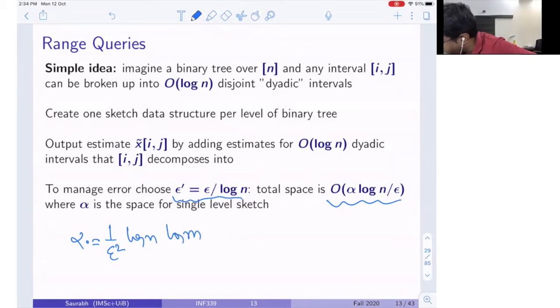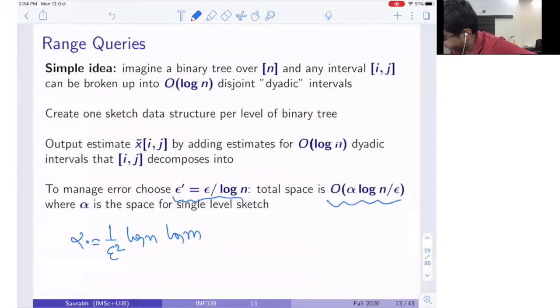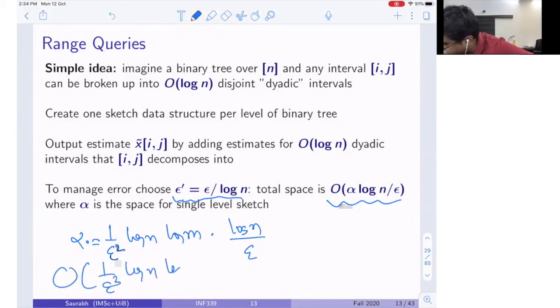And now you multiply with another log n over epsilon. So total space will be roughly 1 over epsilon cube times log n times log square n by log n, right? So you are able to come up with an estimate of these objects by just an extra additional factor of log n and 1 over epsilon, okay?